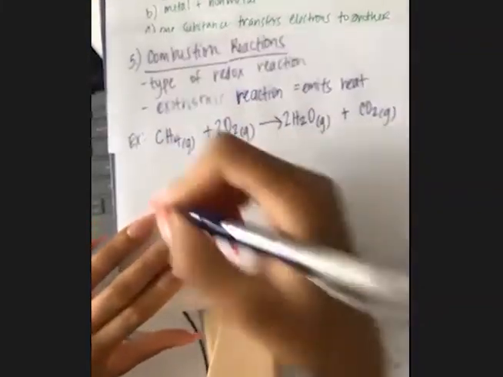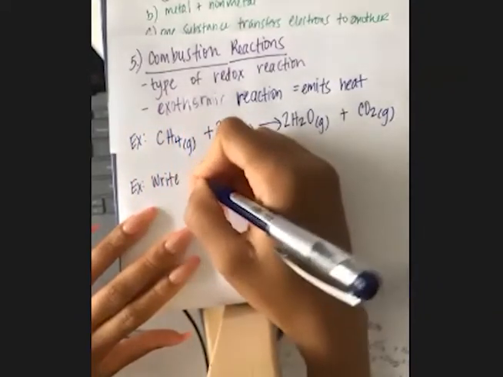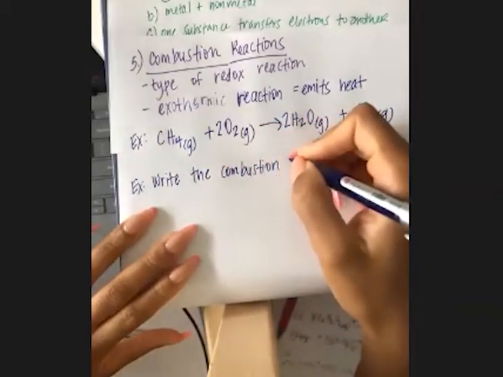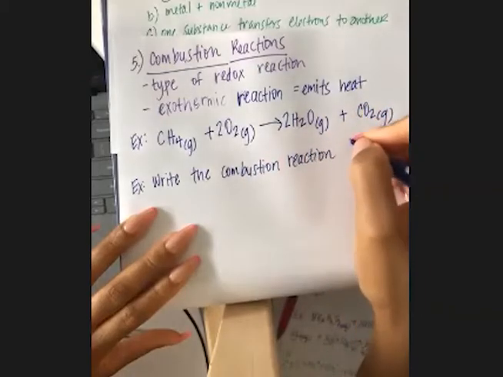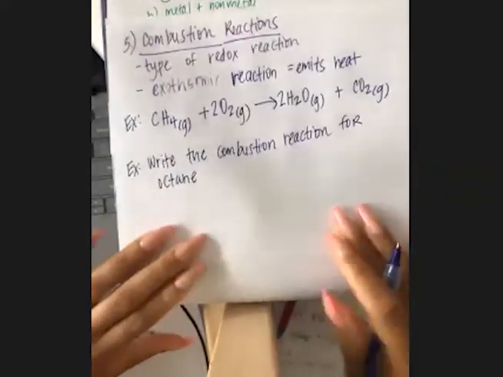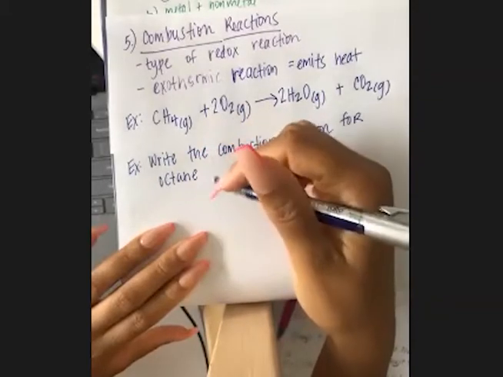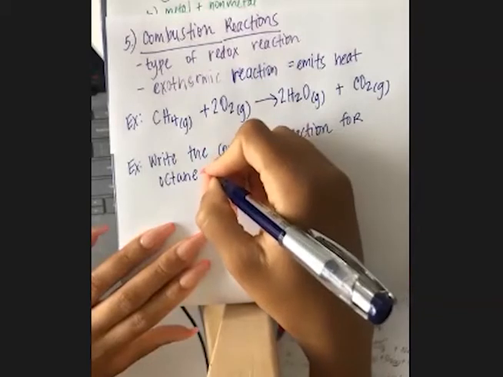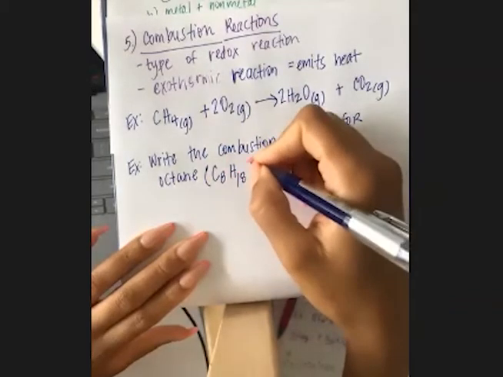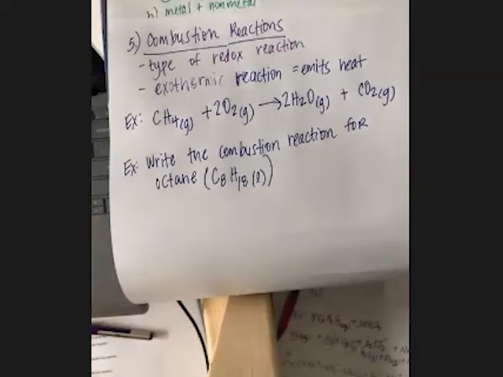So if I had a question that says, write the combustion reaction for octane. Remember, octane is the liquid we use for our gas, that we put in our vehicles, in our cars. And octane has the formula C8H18, and it's a liquid. If I wanted you guys to write the combustion reaction for octane.